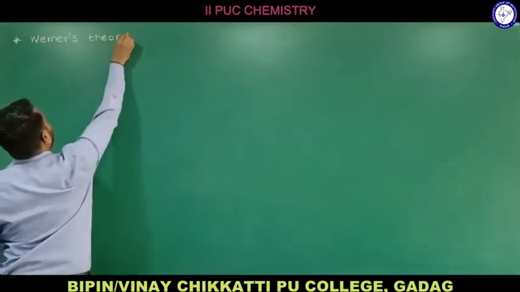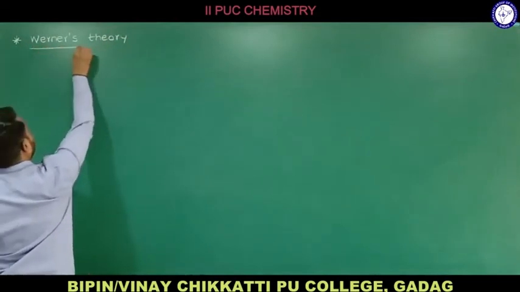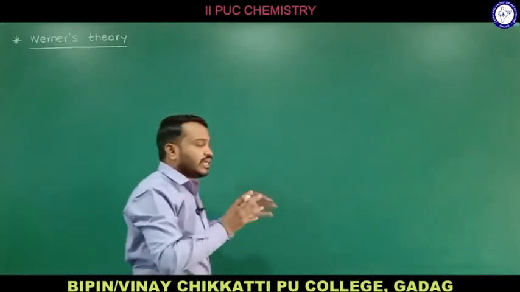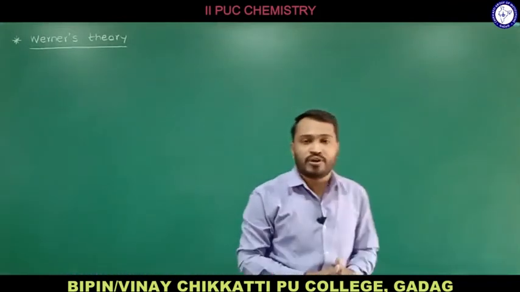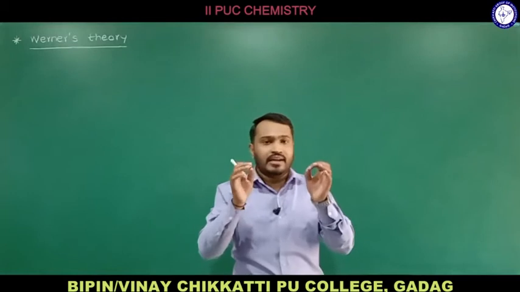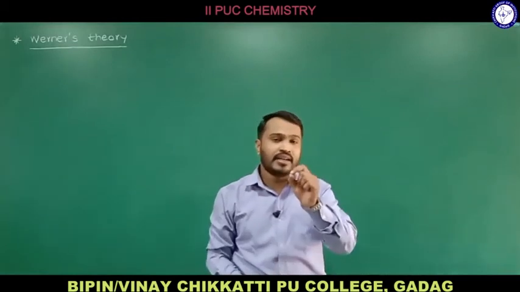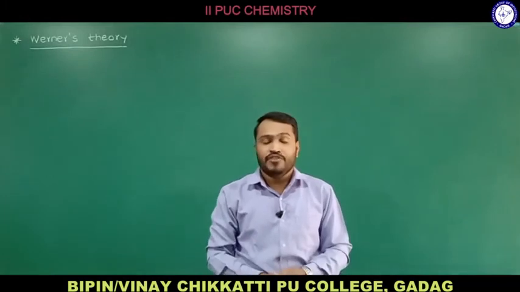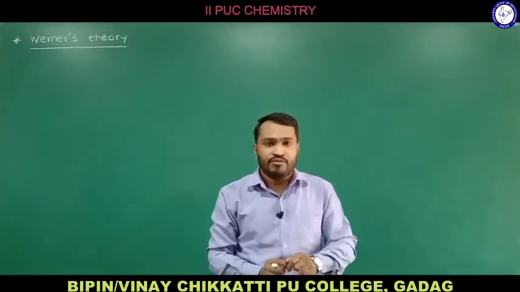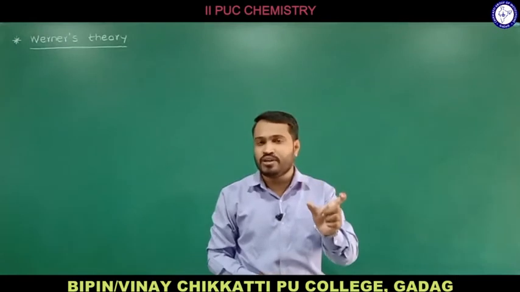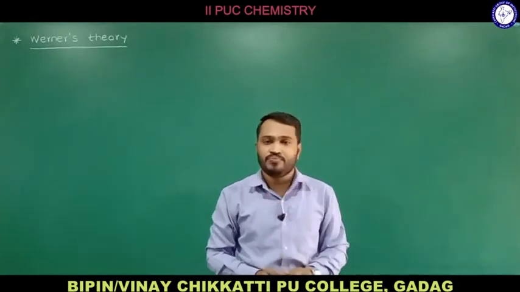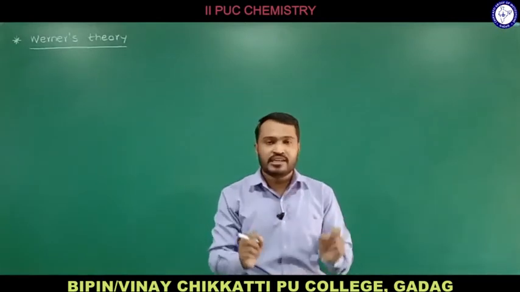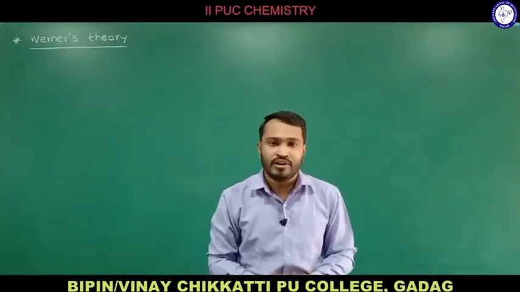of coordination compounds. He is the first scientist who studied the nature of coordination compounds, and according to him, the central metal atom in a coordination compound. As we know, if you consider a coordination compound, we have two entities. One is the coordination sphere and the other is the counter ion. The coordination sphere contains a central metal atom which is surrounded by a definite number of ligands.